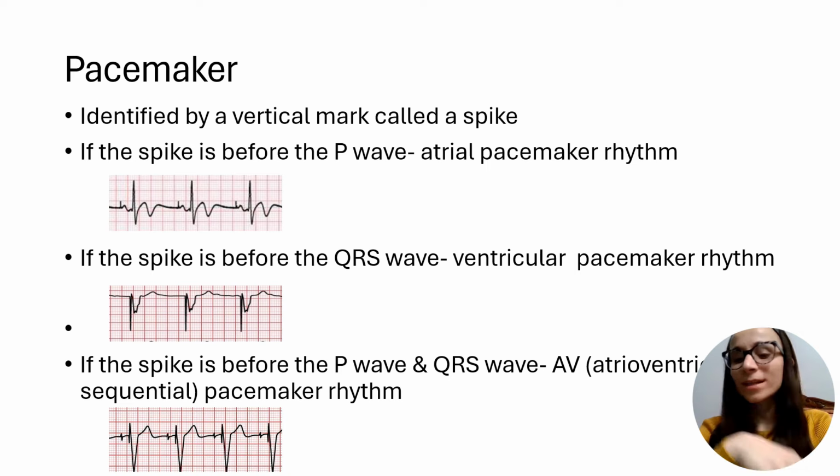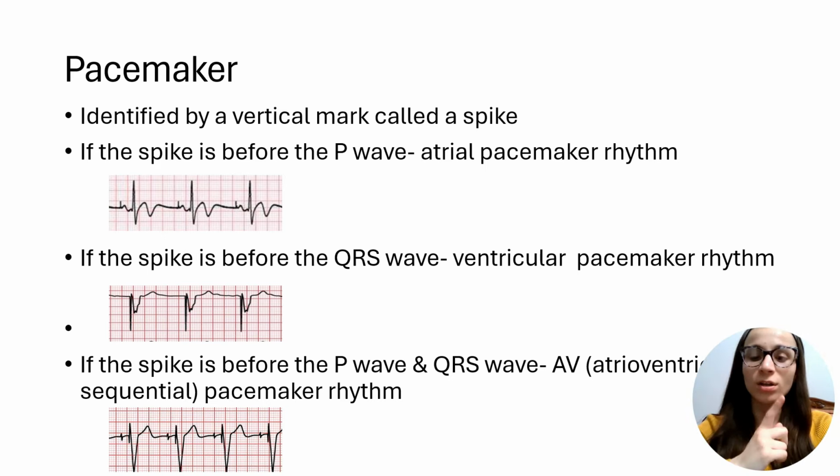A pacemaker is basically an artificial impulse generator. How you're going to identify that the person has a pacemaker, or that it's pacing, is via a vertical mark, just a line called a spike.